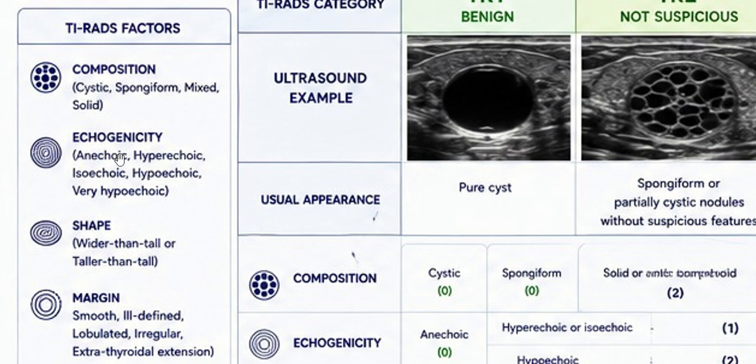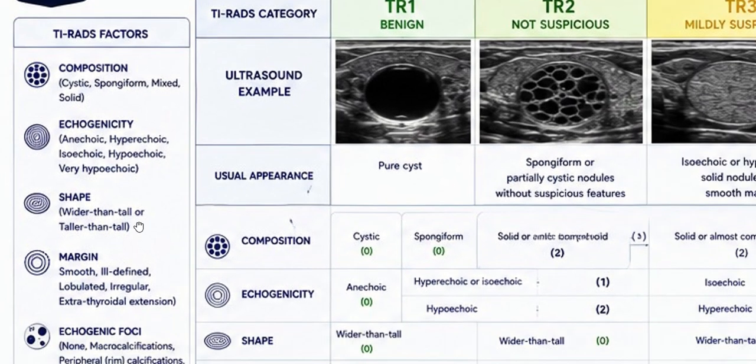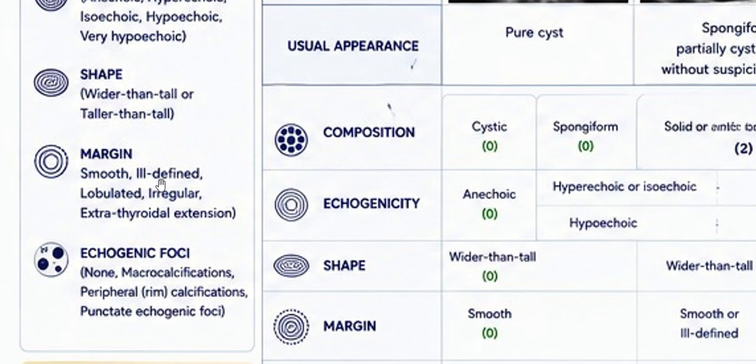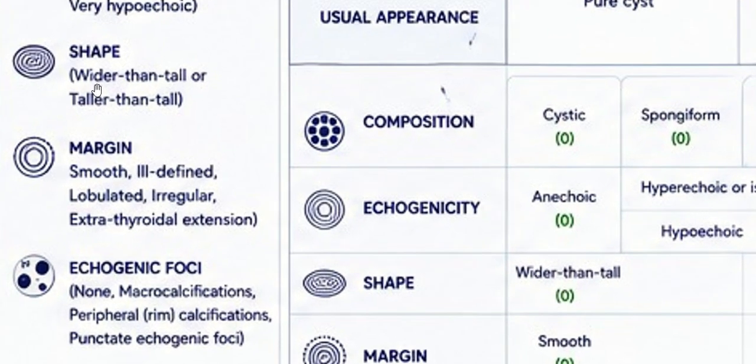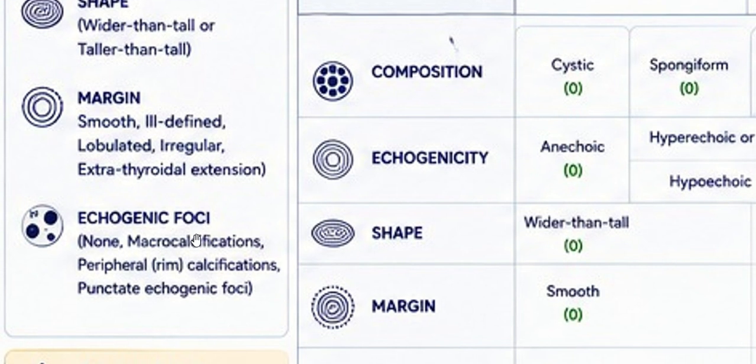The other thing that you're supposed to check is echogenicity. Is it anechoic? Is it hyperechoic? Is it isoechoic, hypoechoic, or very hypoechoic? Then you also have to consider the shape of the lesion. Is it wider than tall or taller than it is wide? You need to check also the margins: smooth, ill-defined, lobulated, irregular, extra-thyroidal extension. And you also have to check the echogenic foci: none, macro calcifications, peripheral rim calcifications, punctate echogenic foci.